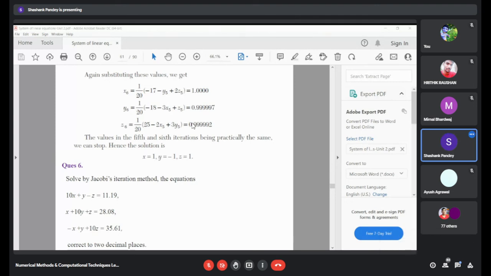Ritik, Ram Avatar, Shivam, Soumya, any one of you can give the answer? Yes, sir, already sent. So what is the exact answer, Soumya? Sir, I have sent X and Y in the chat box. Okay, fine.